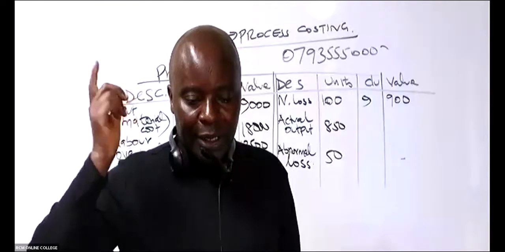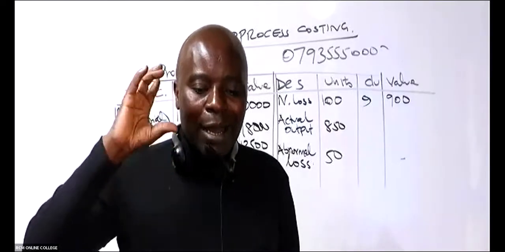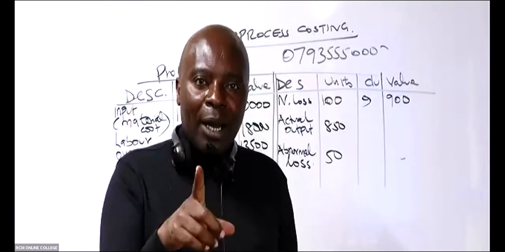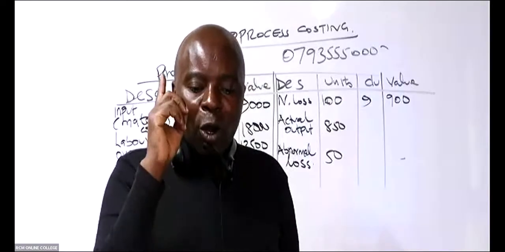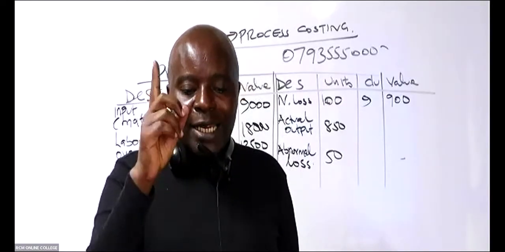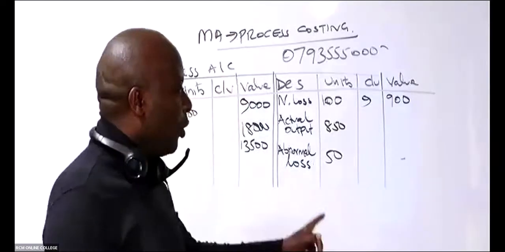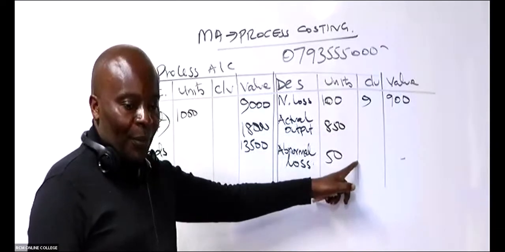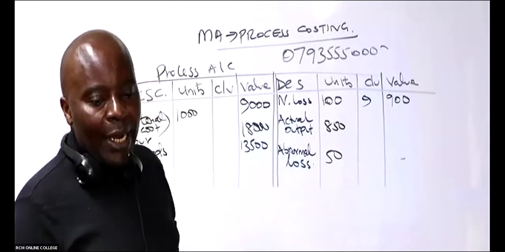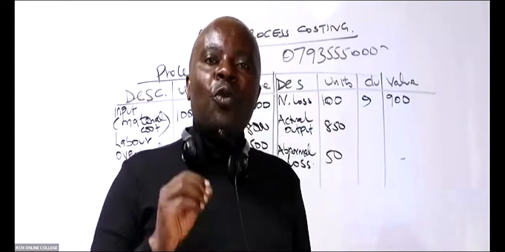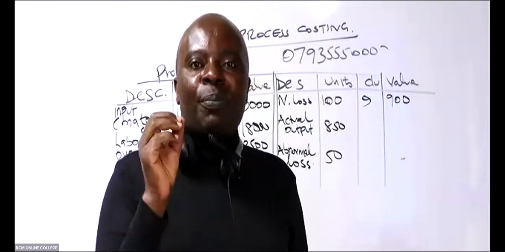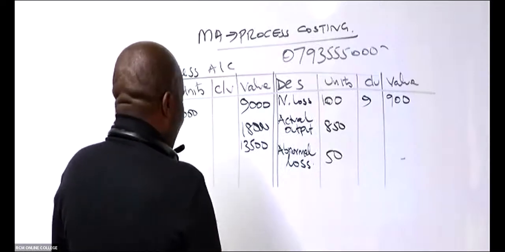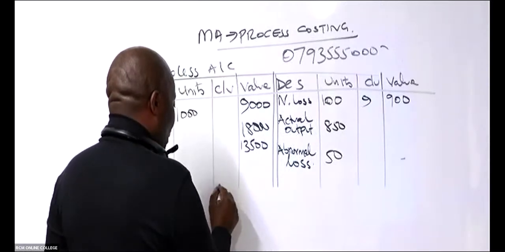I'm able to remember something. Abnormal loss, just like abnormal gain, will always be valued at the same amount as our good units. They carry the same cost as the actual output. The cost you'll have here is the same cost you'll have here. So it means that for the abnormal loss and the actual output valuation, you must use the process cost per unit formula. And ladies and gentlemen, are you able to remember the formula for process cost per unit?